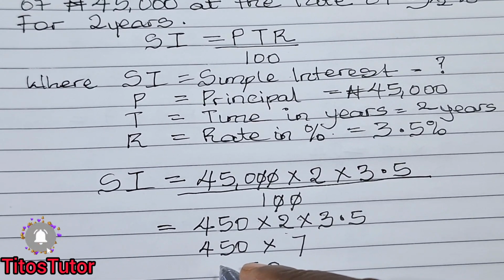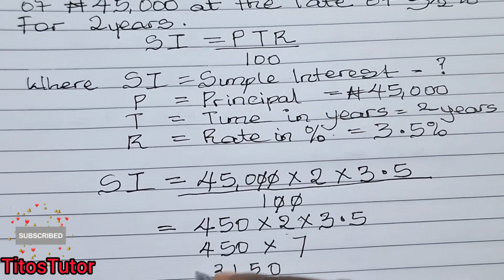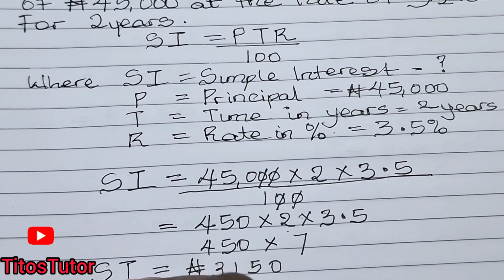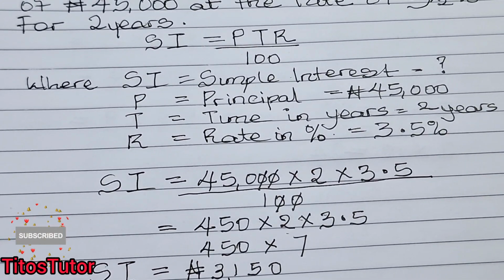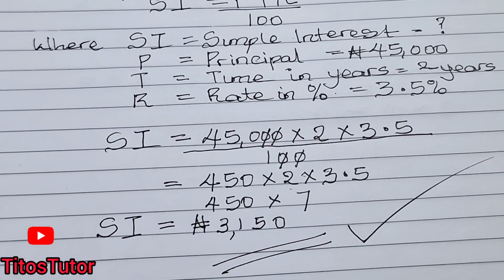35. 28 plus 3 is 31. Final answer. My simple interest is 3,150 naira. Done.